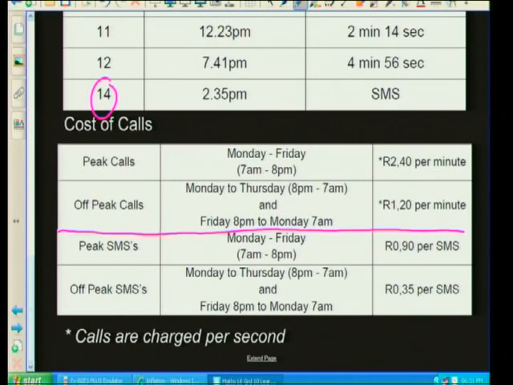So in other words, if I make a call between 7 in the morning and 8 at night, that's peak time. If I make a call from 8 o'clock at night all the way through the night to 7 o'clock the next morning, that's called off-peak time. And on weekends, it's from 8 o'clock on a Friday night, the whole of Friday night, the whole of Saturday, the whole of Sunday, all the way to Monday morning, 7 o'clock, off-peak.